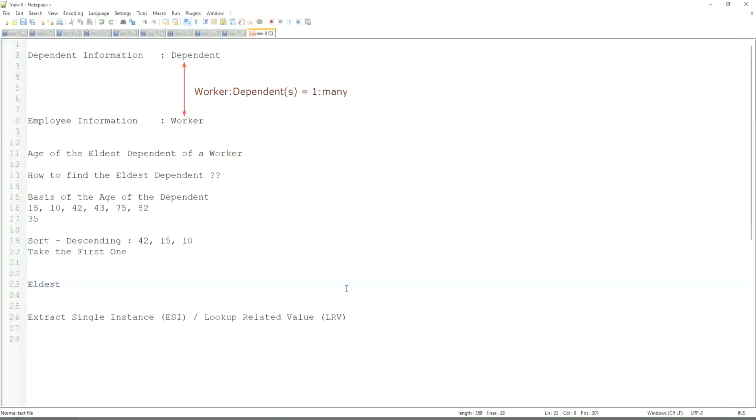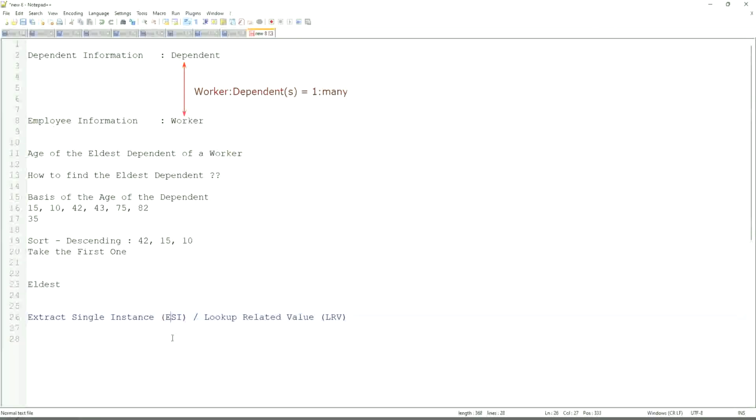They work in combination. We do not only leave with ESI. Once we extract the ESI, we use it to get some value. That's the LRV. Like here, we are going to get the age of the eldest dependent. The eldest dependent will be returned by the ESI, right, and the age of that eldest dependent will be an LRV. This will be a very, very common question.